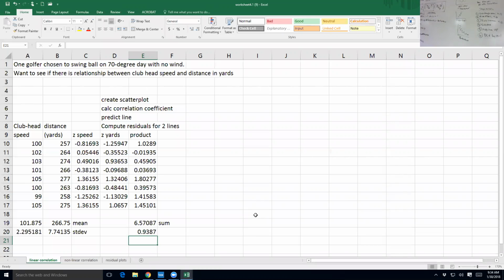Kendall, is that moderate, strong, or weak? Strong, because it's greater than 0.7. What if it was negative? I'm going to make this negative just for fun. Is it strong, moderate, or weak? It is still strong. So the sign doesn't really matter.